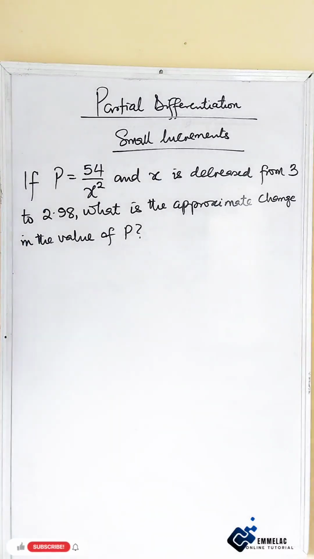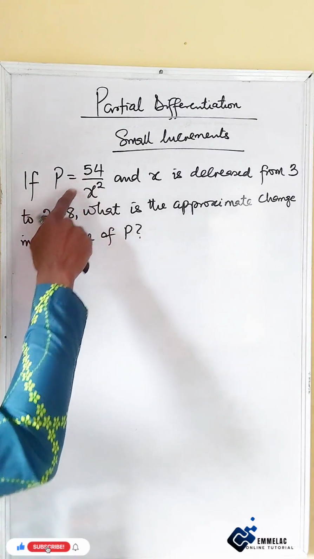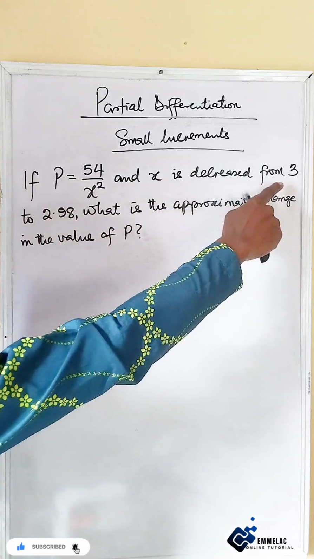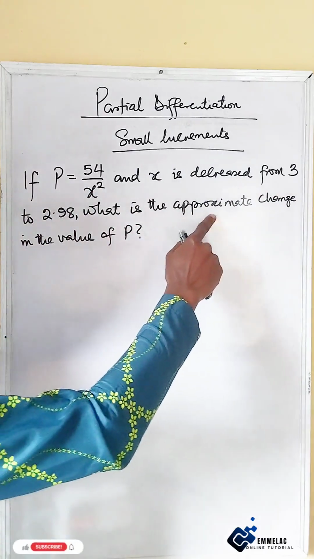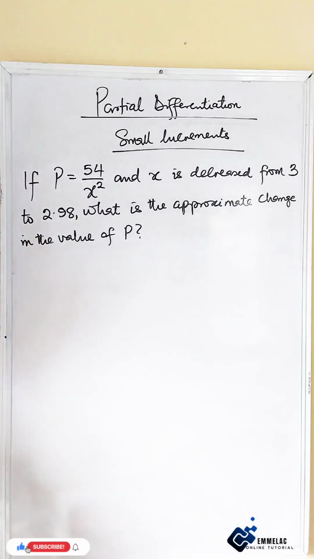Now let's solve this question. It says if p equals 54 over x to the power of 2, and x is decreased from 3 to 2.98, what is the approximate change in the value of p? Okay, so we want to know if it is increasing or decreasing.